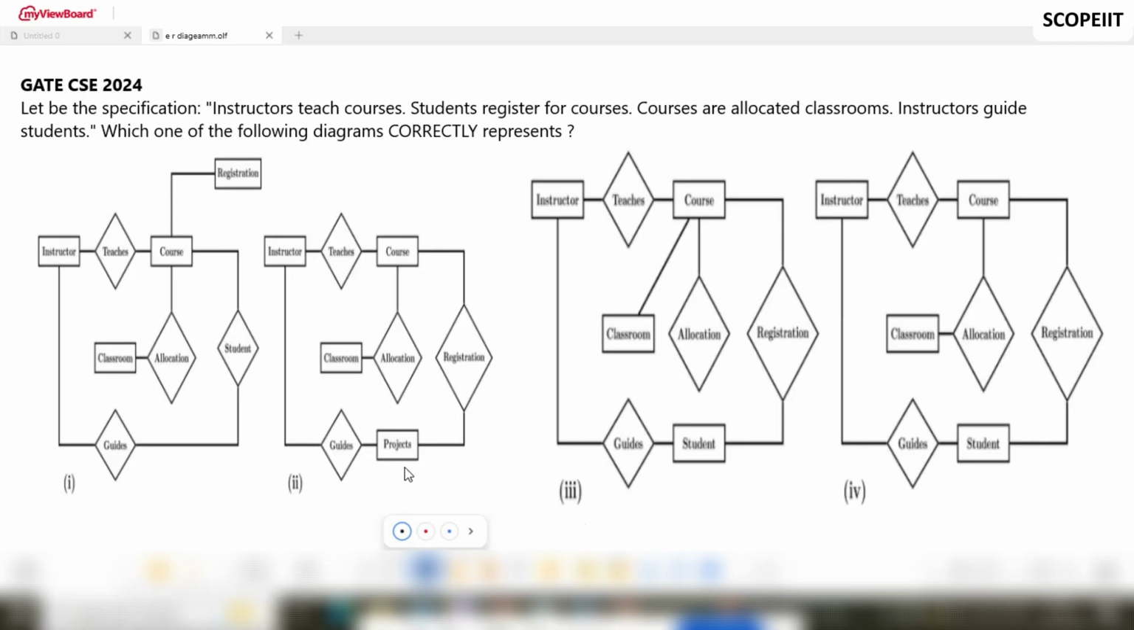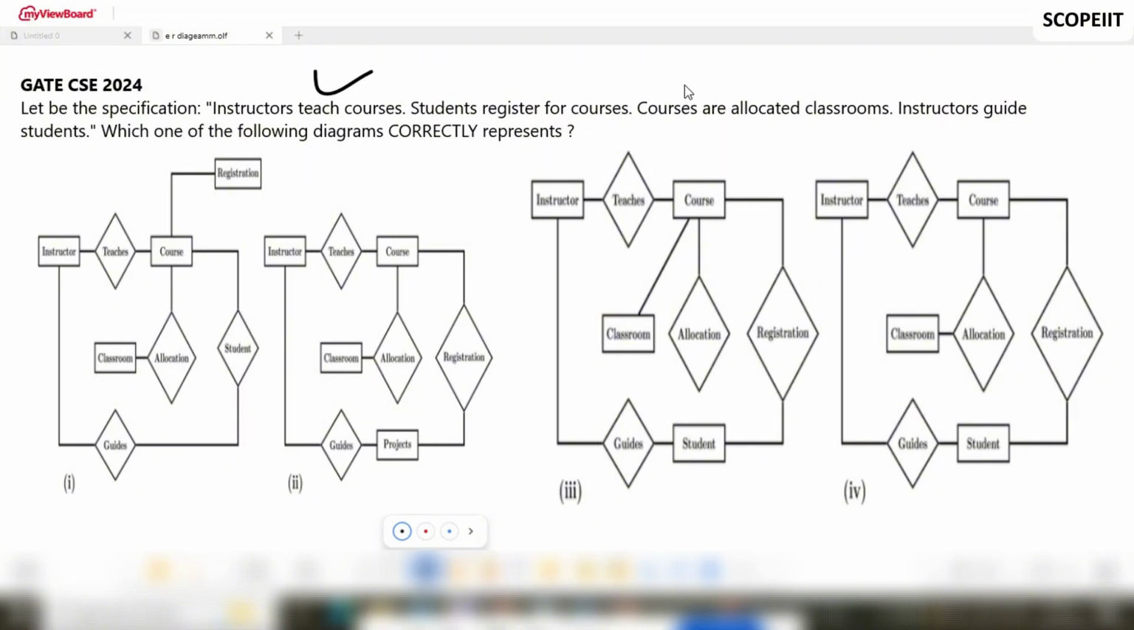Next, this is your GATE CSE 2024 question. Let this be the specification. They have given some entities and we need to draw. Which one of the following diagrams correctly represents it? Here we don't have to identify which is not represented, we should identify which is correctly represented. So first, instructor teaches the courses. See, instructor teaches courses, correct? Here also correct. Instructor first is right in all the cases.